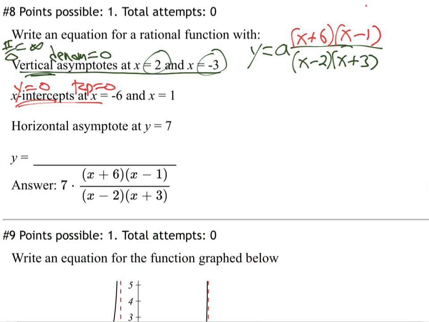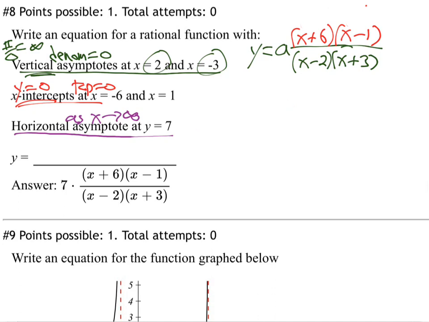Well, this time, instead of doing that, they're giving me a horizontal asymptote. Now, remember what a horizontal asymptote is? A horizontal asymptote is what happens as x goes to infinity, right? It's long-term behavior. Way off to the right, it's the level that the function levels out at. Well, how do we know what that is?